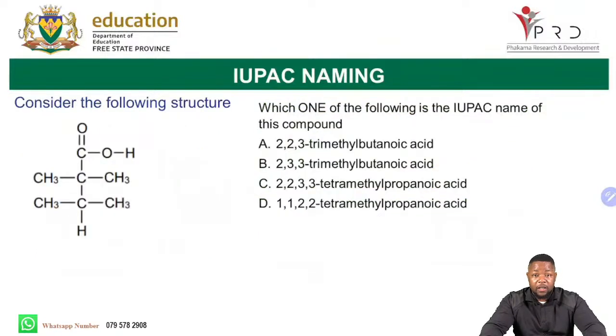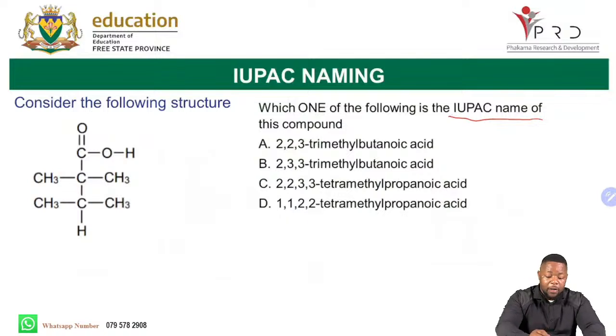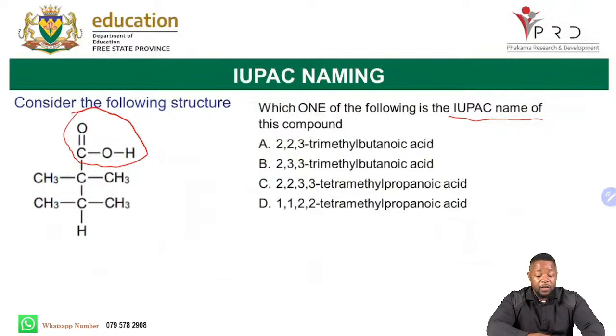Let's go and look at the multiple choice question that has to do with naming. Consider the following structure. Which one of the following is the IUPAC name? Remember, when we look at the IUPAC name, we have to start by identifying the longest chain. And remember that our longest chain has to include the carbon that carries the functional group. By looking at this structure, we see that this part of the structure is our functional group.